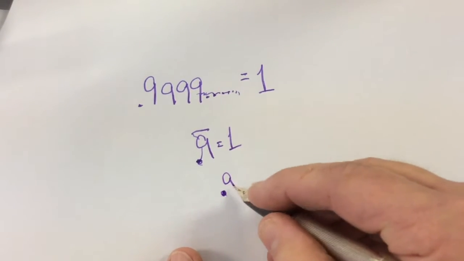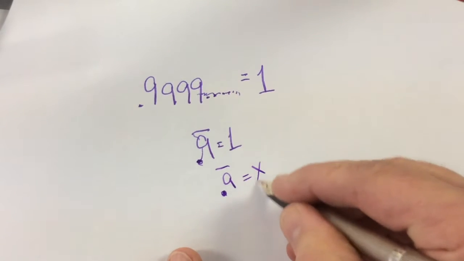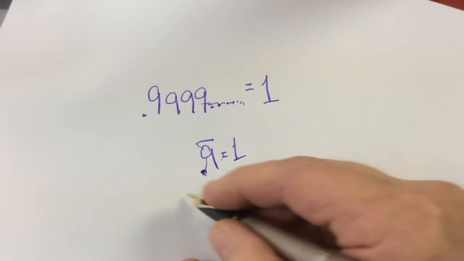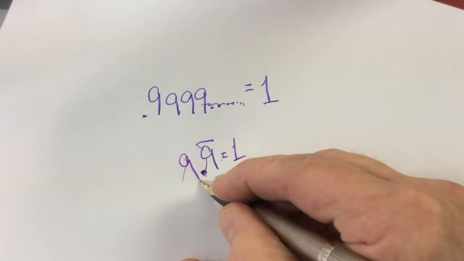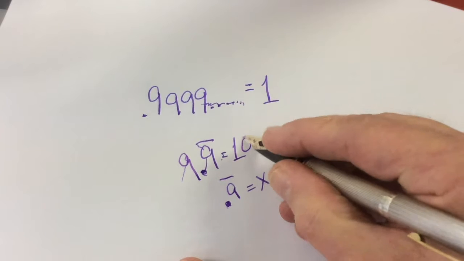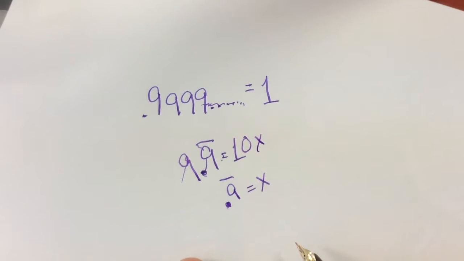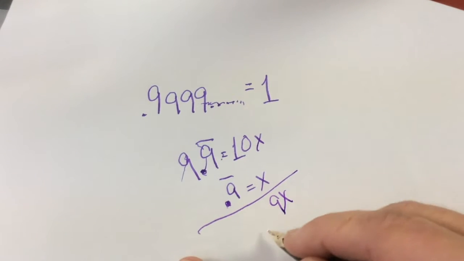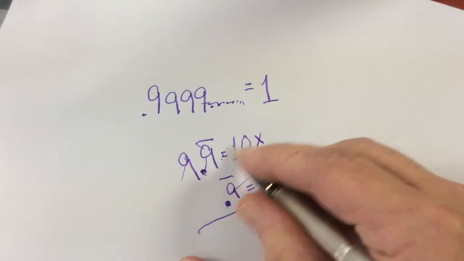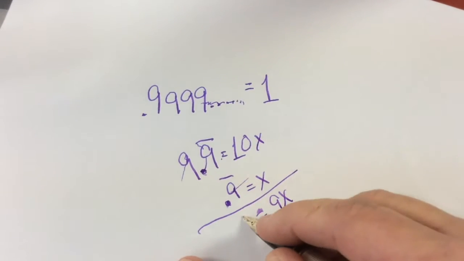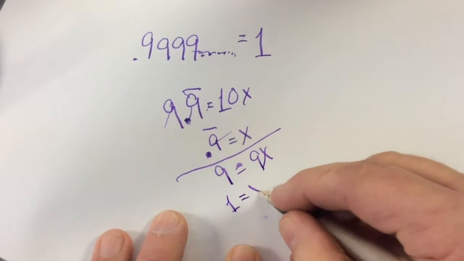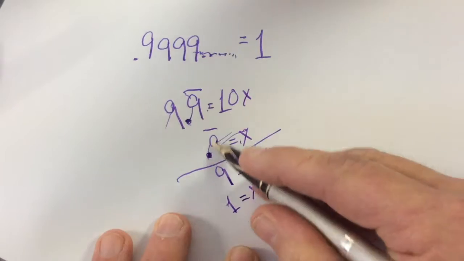Let's say 0.9 repeating is equal to x. Then 0.9 repeating times 10 would be 9.9 repeating, and this would be 10x. Everybody okay with that? If I subtract them, this would be 9x. All these infinite 9s would sort of just subtract out, and this would be 9. And 1 would be equal to x, which was equal to 0.9 repeating.